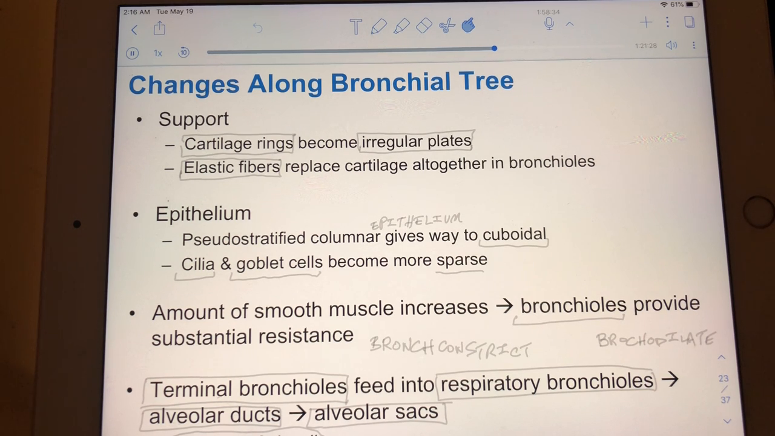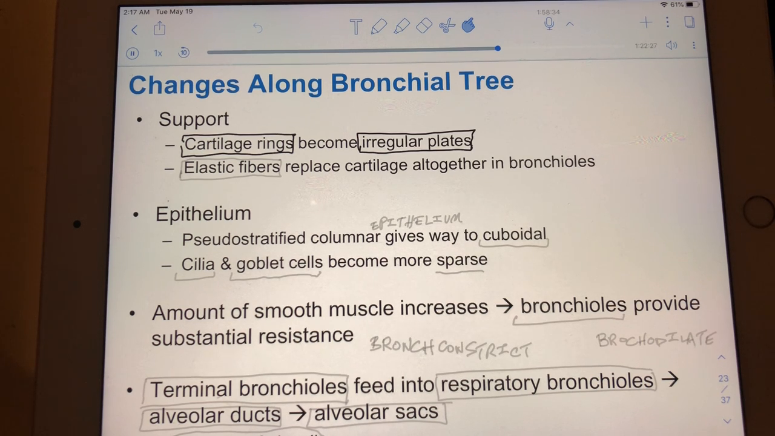24. There we go. Now, if we imagine school busing our way along that tree, from trunk out into smaller and smaller branches, things are going to change along the way, okay? We started out seeing support in the form of cartilaginous rings, and those cartilaginous rings do enter the lungs. So the bronchi are supported by cartilaginous rings. But eventually, as we get closer to bronchioles, we're going to see those C shapes converted into very irregular, less predictable cartilaginous plates, sheets of armor, okay?